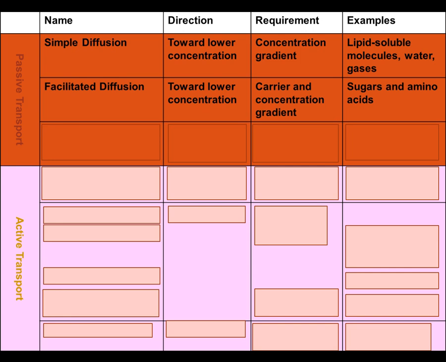The other type of passive transport is called osmosis. And this is the one, if you're going to get confused, that will be it. But I'm going to try to present it to you so that it's not confusing.